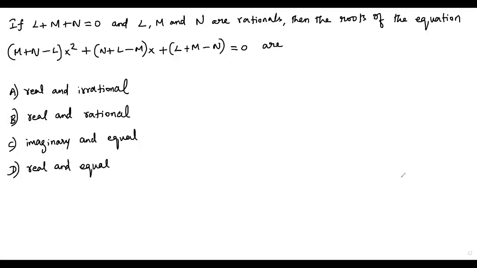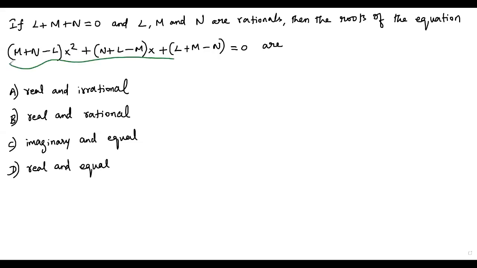Here we have a problem on quadratic equations. Okay, let's go with the question. If l, m, n are rationals and l + m + n = 0, then the roots of the equation (m + n − l)x² + (n + l − m)x + (l + m − n) = 0 are.